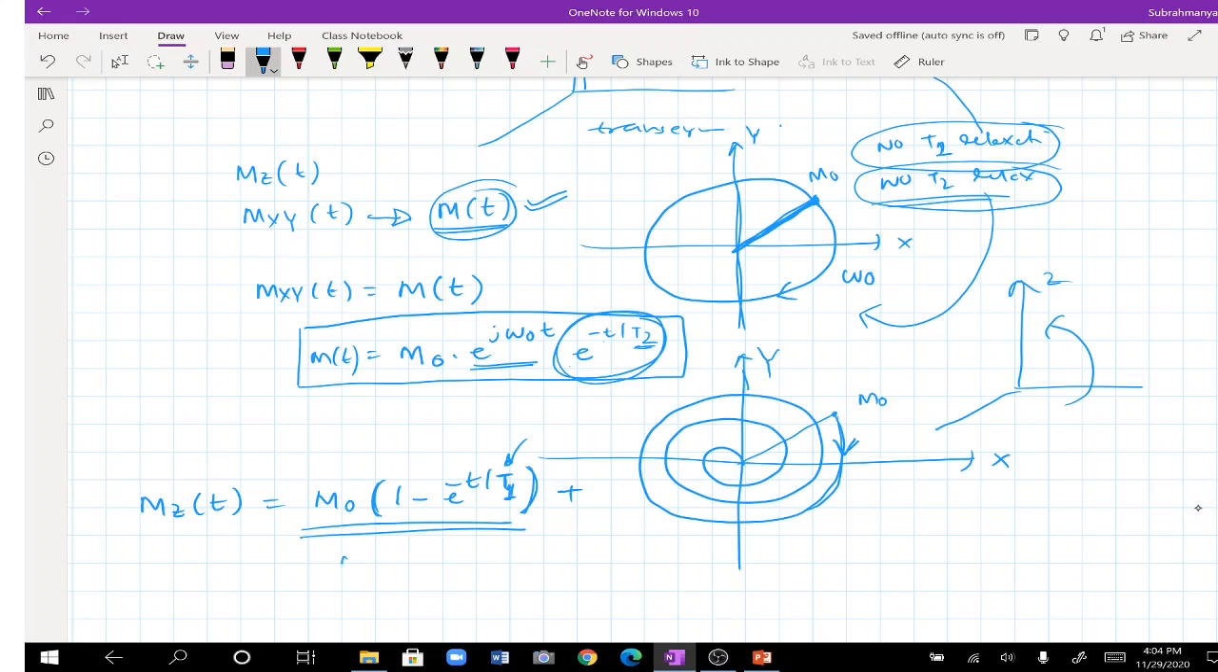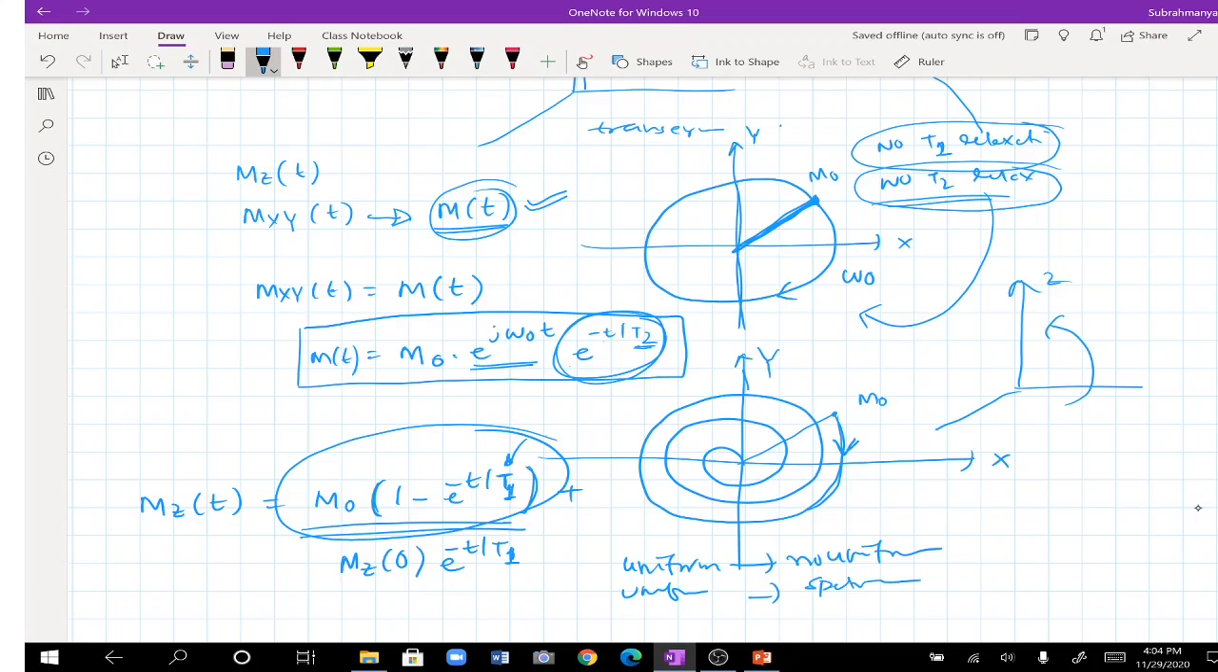And suppose your initial value is not 0, let's say it is Mz of 0, then of course this would be decaying, and finally it would reach a value of M naught. This is pretty intuitive, but now we will also do a rigorous derivation of it, so that when we generalize later from a uniform sample to a non-uniform sample, and from a uniform magnetic field to a spatially varying magnetic field, it would be very convenient for us to generalize based on the way we derive the expressions.